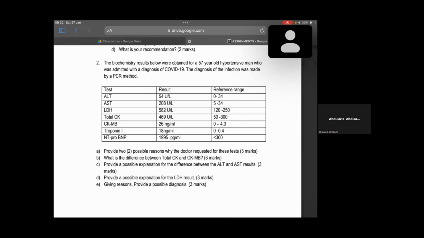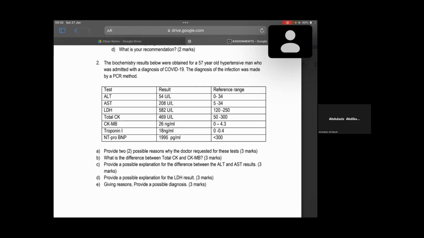Yeah, the ALT is raised. Yes. What about AST? Is it normal? This one, you just say it like that. ALT is raised, yes. The AST is also raised. The LDH is also raised. The total CK is also raised. The CKMB, and everything is raised here.